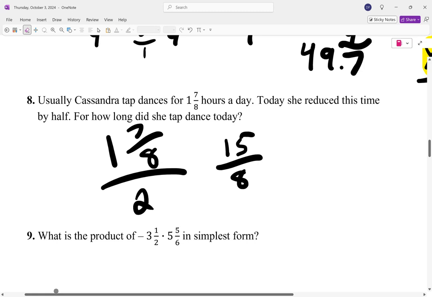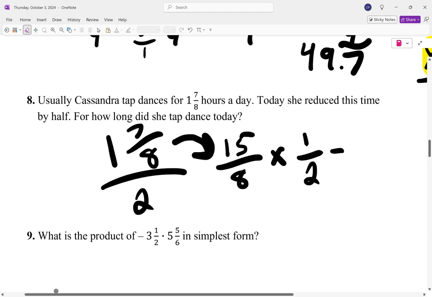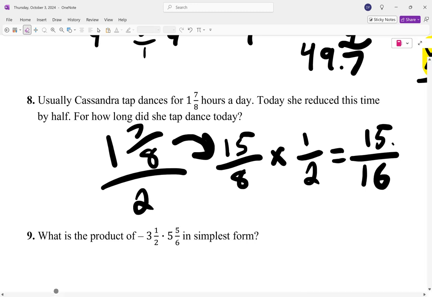Yes, 15 eighths. And then we replace the division sign with multiplication. And then we flip the 2 upside down to make 1/2. And then we don't have any reducing. And then 15 over 16, is that the answer? Yes. So it's 15/16 of an hour.